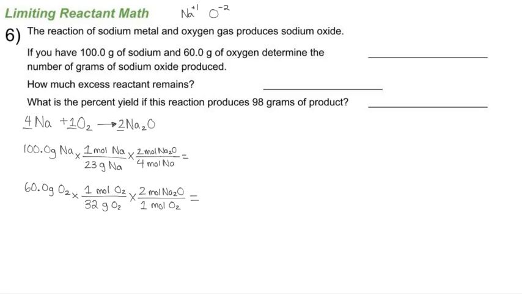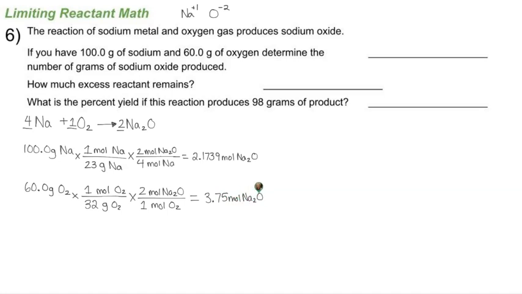So in my calculator, I'll type 100 divided by 23 times 2 divided by 4, or you could just do divided by 2. Either way, that gets us to 2.1739 moles of Na2O. And then for our oxygen, 60 divided by 32 times 2 gets me to exactly 3.75 moles of Na2O.